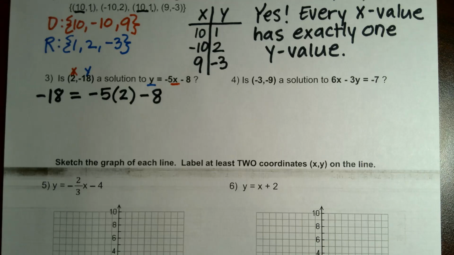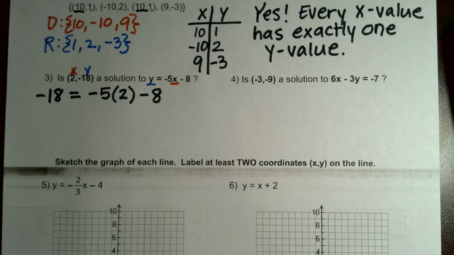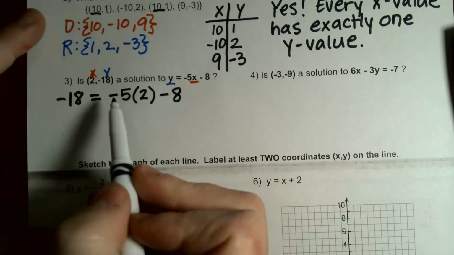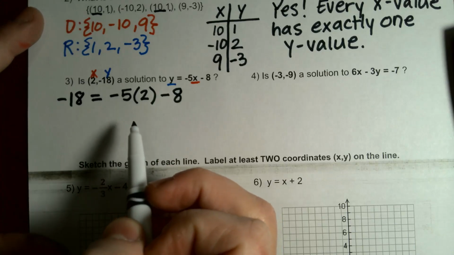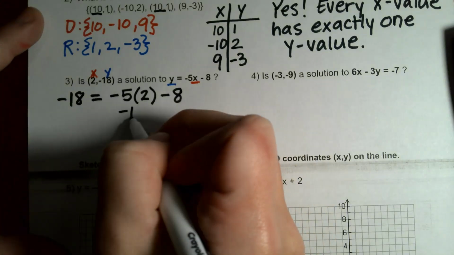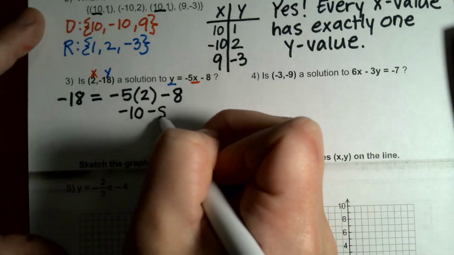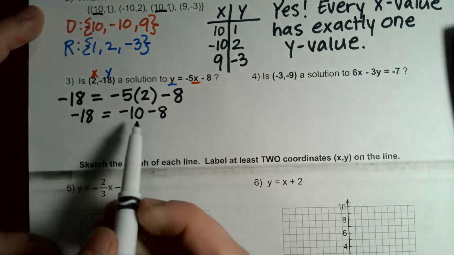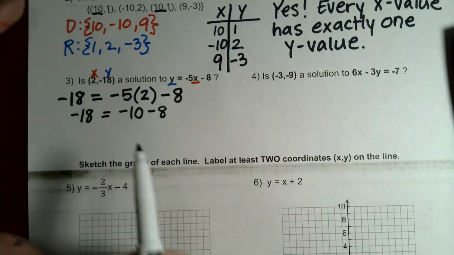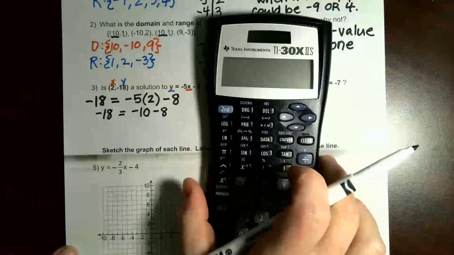It's right? Okay, let's look. Let's work it out together too and make sure. What is negative 5 times 2? Negative 10. Then we need to bring everything down. We've got negative 10 minus 8 equals negative 18. What is negative 10 minus 8? Negative 18. All right. Let's double check.